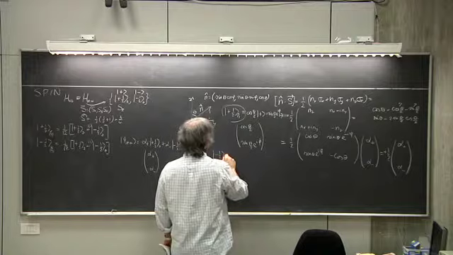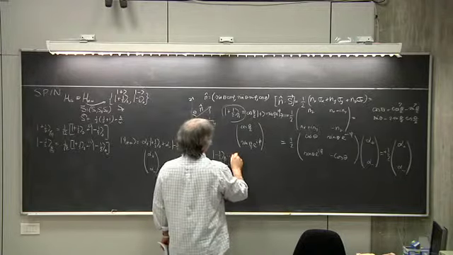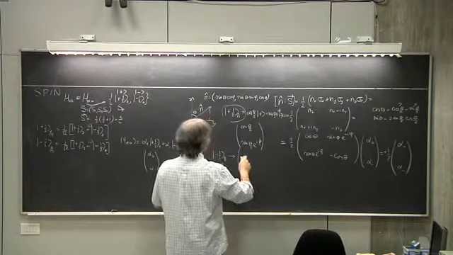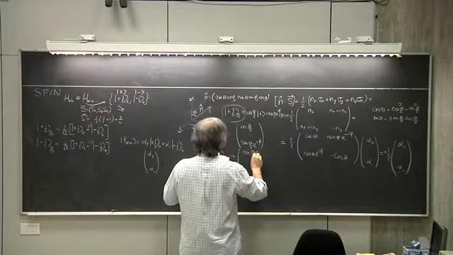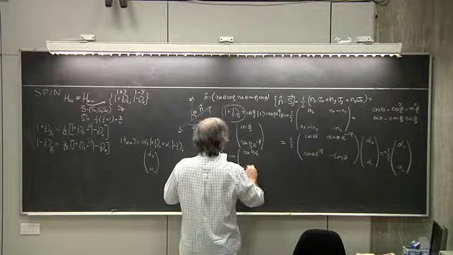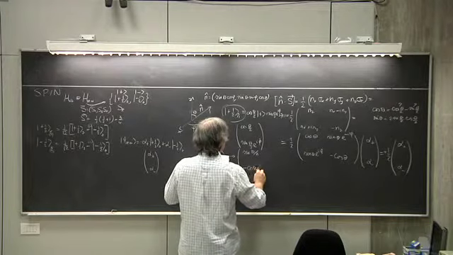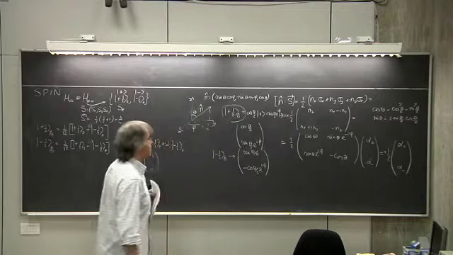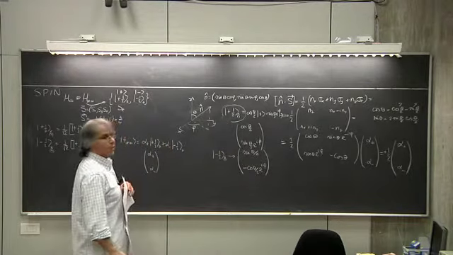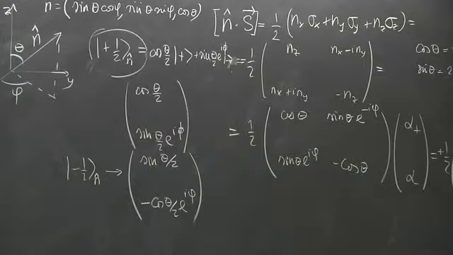If you want the one with the minus, so this is the state minus 1/2 along n, it is associated to a very similar vector, but it is sine theta over 2 and minus cosine theta over 2 e to the i phi. Okay? So these are the two eigenstates of spin in a given direction n.